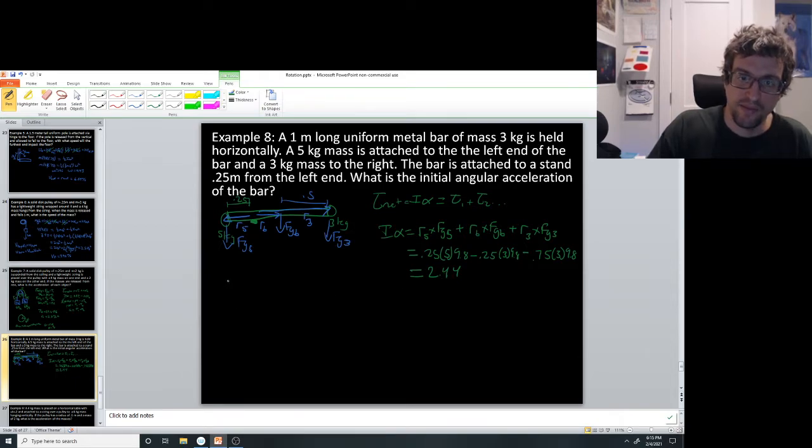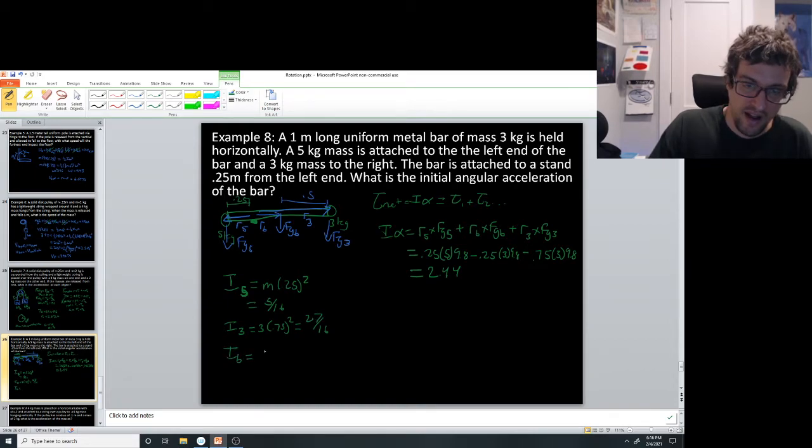So now I need to find I. So I of the 5 kilogram thing. Well, it's basically just a point charge. I know it's got some area, but we're considering it a small thing. So this is just going to be m times 0.25 squared. Since the mass is 5, you get 5/16. And then the 3 kilogram ball is going to be 3 times 0.75 squared, and that's going to be 27/16. I can do math, I swear.